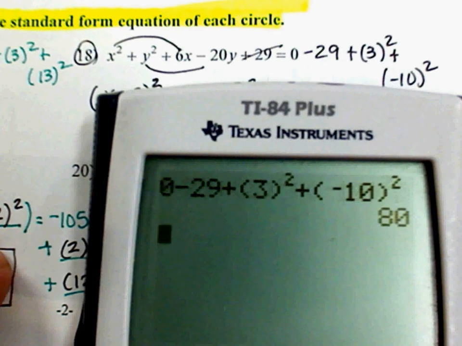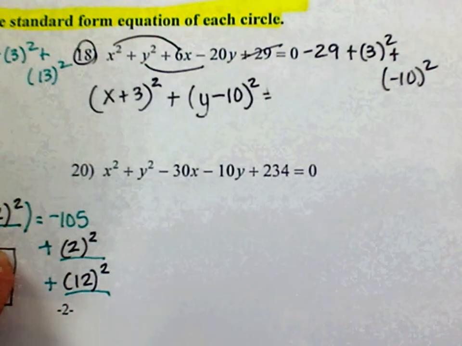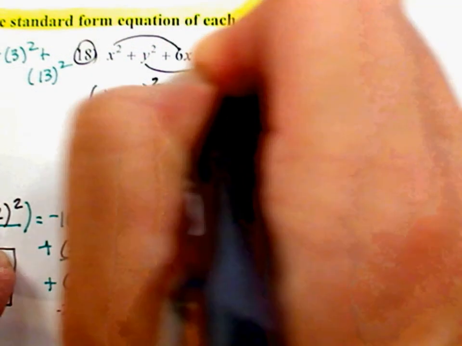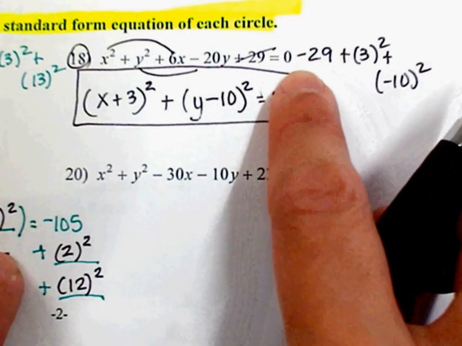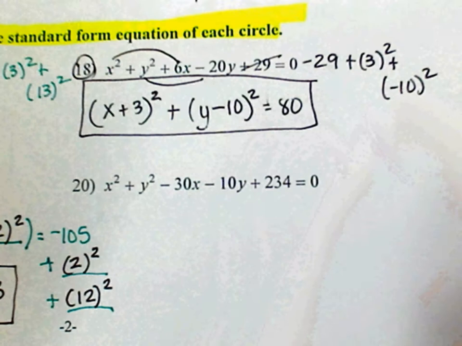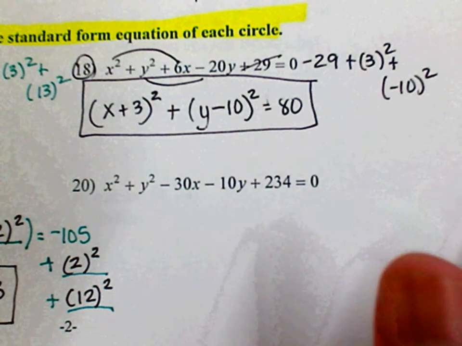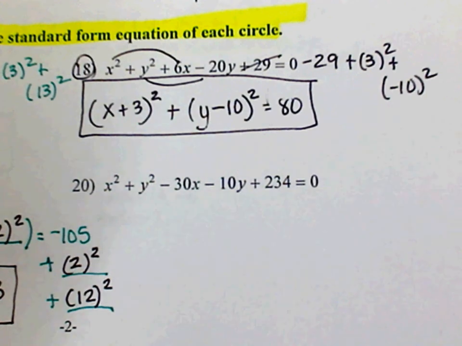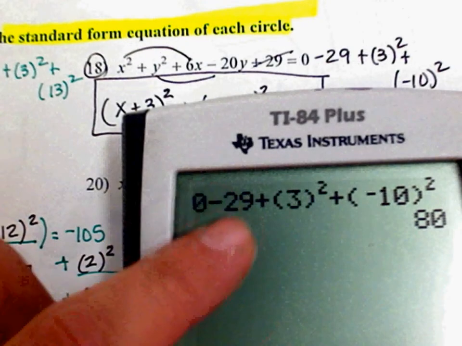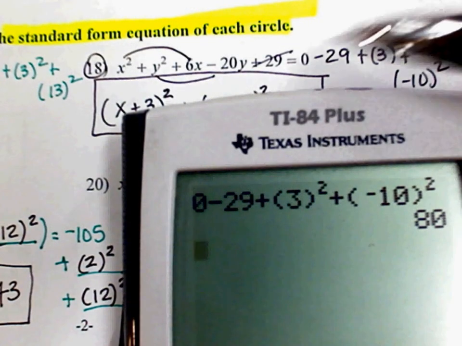Why did you put 0? Well, just because it's 0 minus 29. But you didn't have to, because 0 add or subtract any number is that number. I was being silly with putting a 0 because that's what you see. But you don't have to. Okay. Any questions? All right.